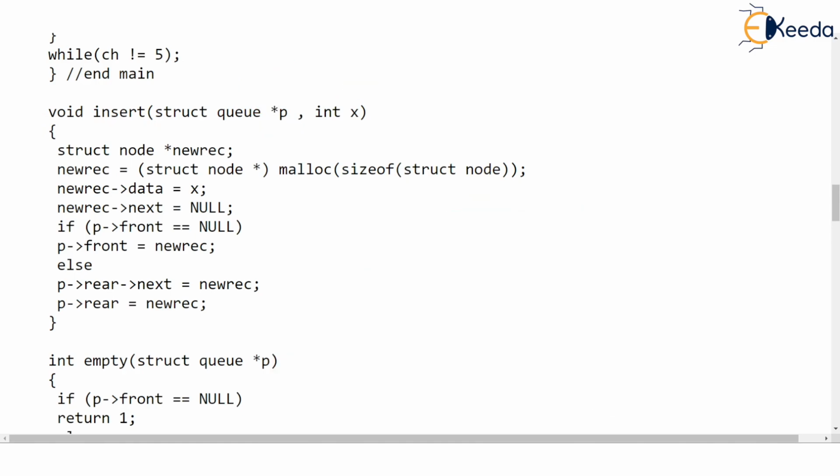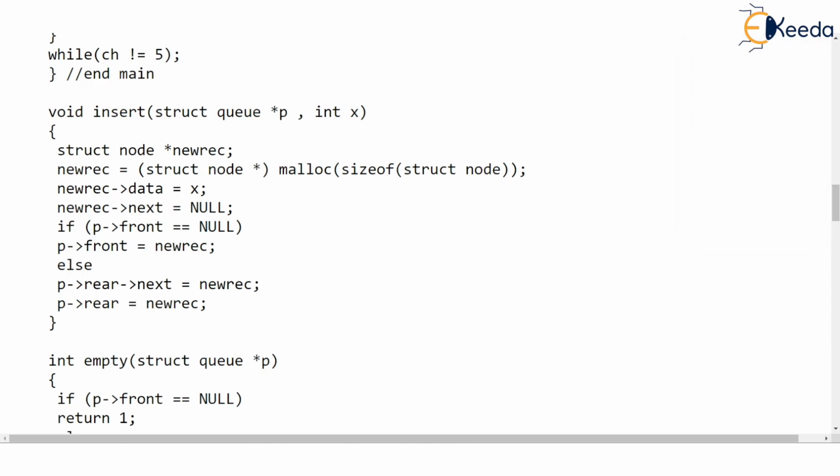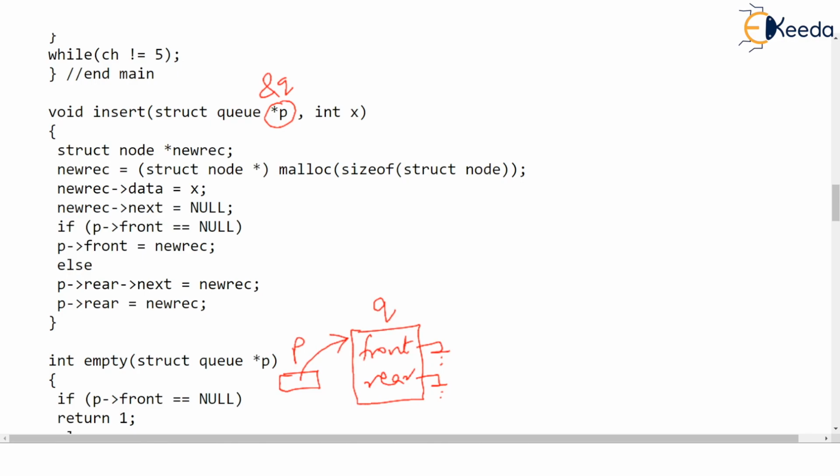Okay, so let's execute this code of insert line by line. This is going to be very easy because you just have to see the lines and draw the diagrams and understand what assignments have been made. Before that, please excuse me, I am drawing this picture again. Q has front and rear and both are null. And this is the pointer p which has got the address of q. So p stores the address of q, so p points to q. x is anyway 10, we are inserting 10.